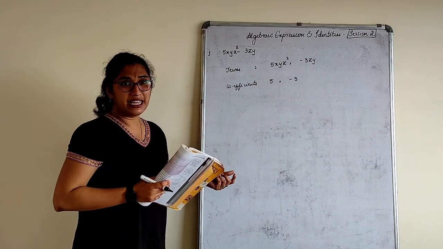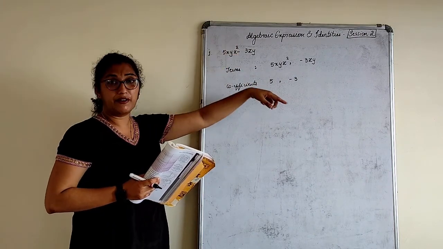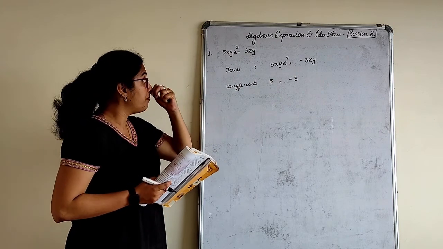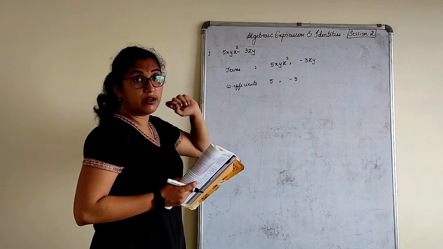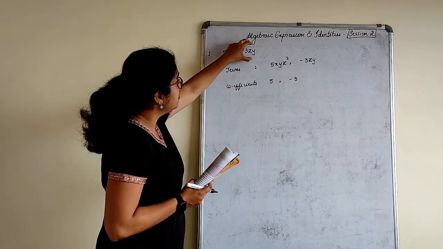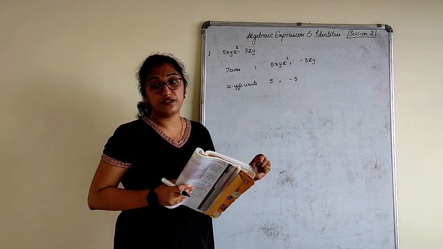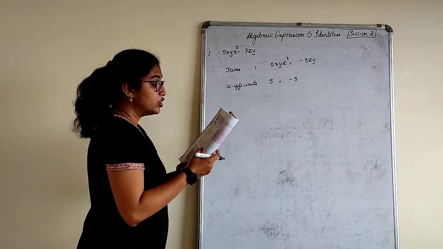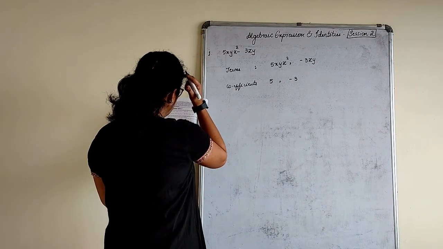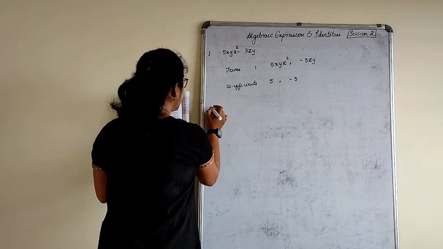See, any pattern can be followed here. You can write on the top and write below. That is okay. The main thing is, terms you need to identify. This is one term, this is one term. Coefficient of this is 5 and coefficient of this is minus 3. Let me take up the second one.